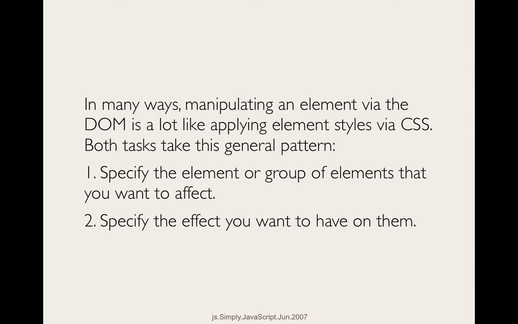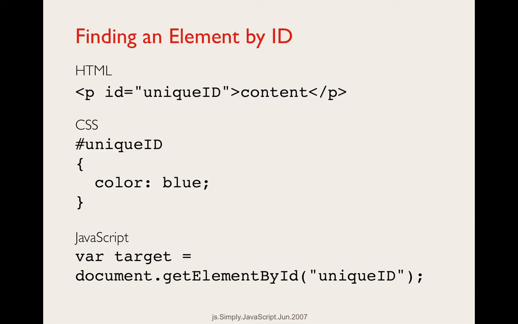Because in many ways, manipulating an element via the DOM is a lot like applying element styles in CSS. You have this general pattern going on. You specify or select or query the element or group of elements that you want to affect, and then you specify the effect you want to have on them. So let's find an element by ID. If you look at a paragraph in HTML that has a unique ID on it, in CSS you would say pound unique ID. Talk right to it, tell it to be a color blue.